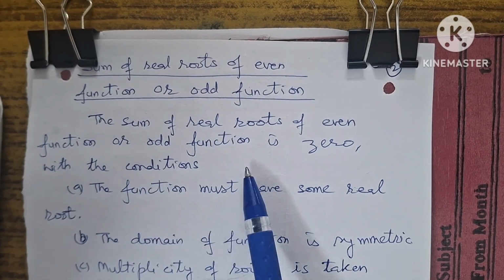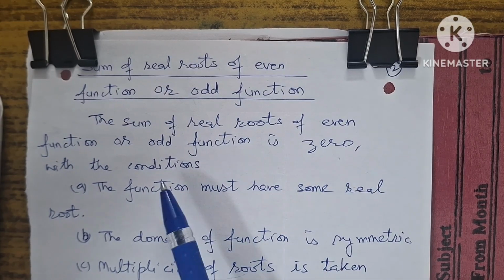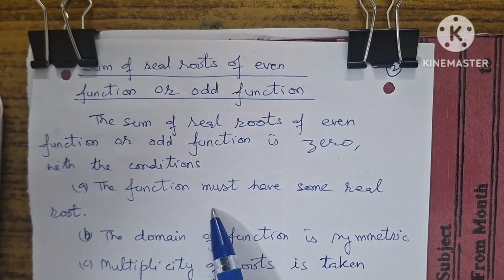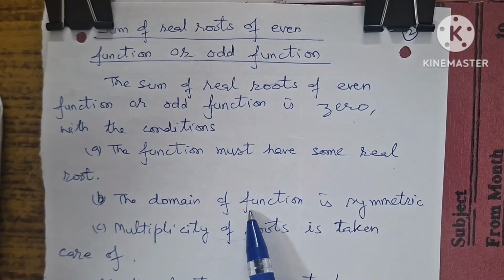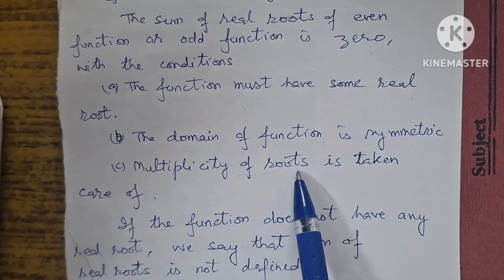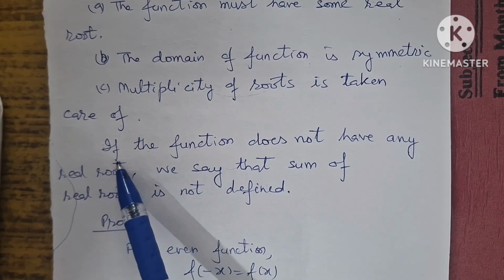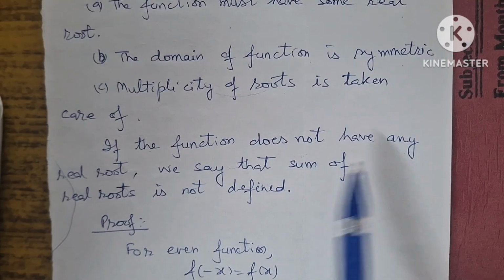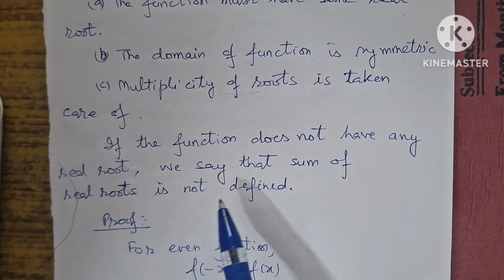The sum of real roots of an even function or odd function is 0 with the conditions: the function must have some real root, the domain of the function is symmetric, and multiplicity of roots is taken care of. If the function does not have any real root, we say that the sum of real roots is not defined.